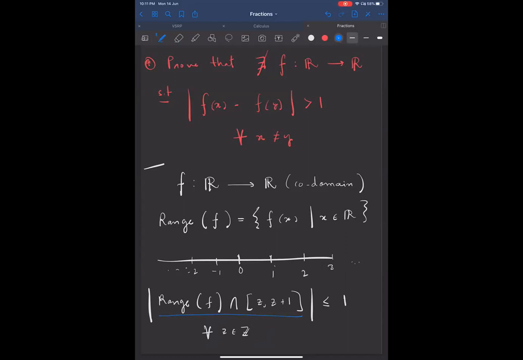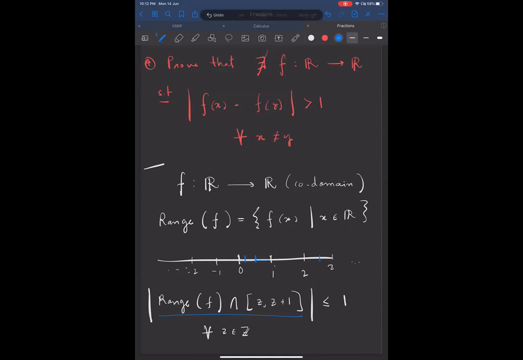The intersection of this whole is a set. The cardinality of that set is less than or equal to 1. By that, what I mean in words is that there can be at most one point of the range in any such interval. There might be no points at all. But if there is a point, then it is at most one, because there can't be two points of the range in the same interval.